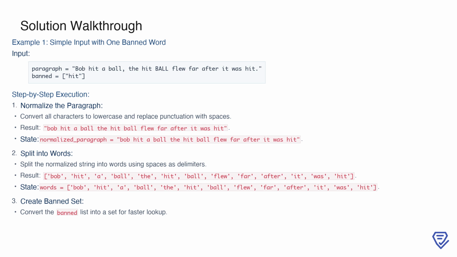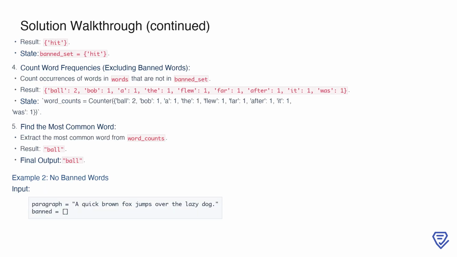After that, we convert the banned word list into a set. Using a set allows for faster lookups, which is important when filtering out banned words in the next steps. Now, we count the frequency of each word in the list, excluding words that are in the banned set. This means we iterate over the words and keep track of how many times each word appears, but we skip any word that is banned.